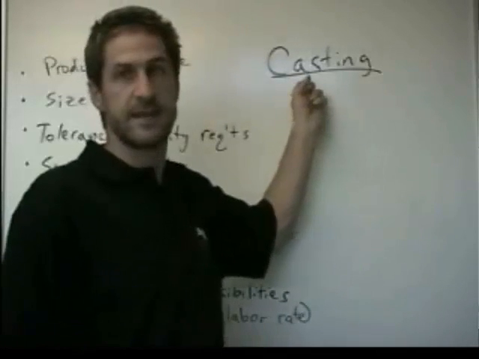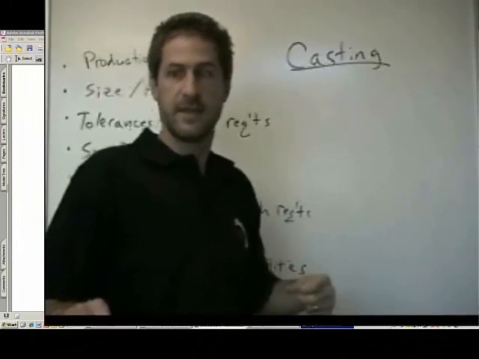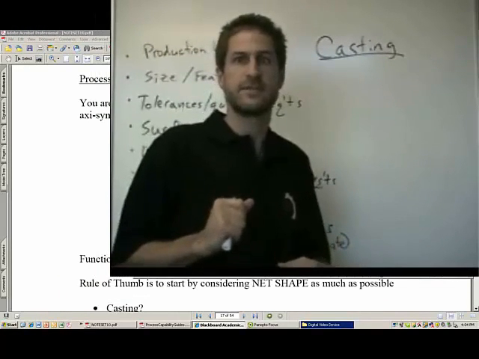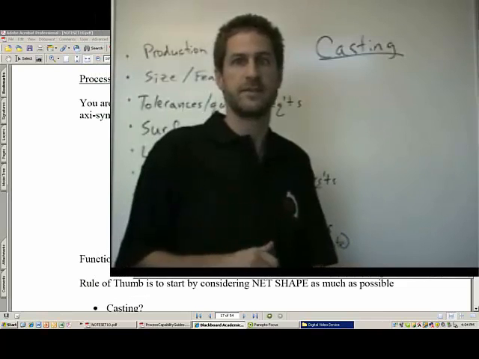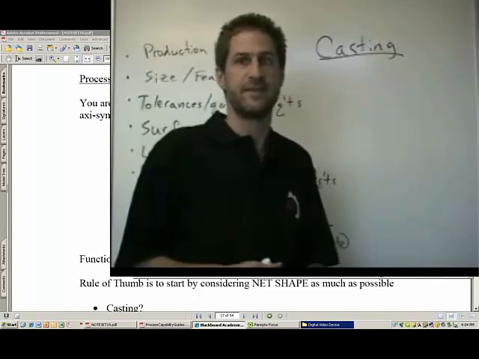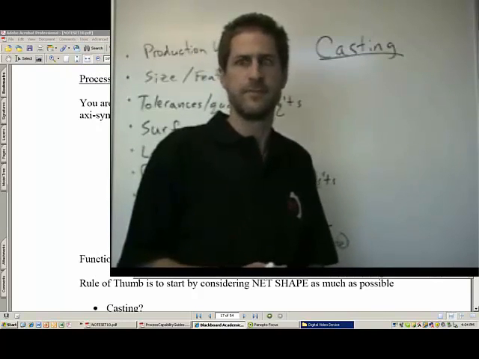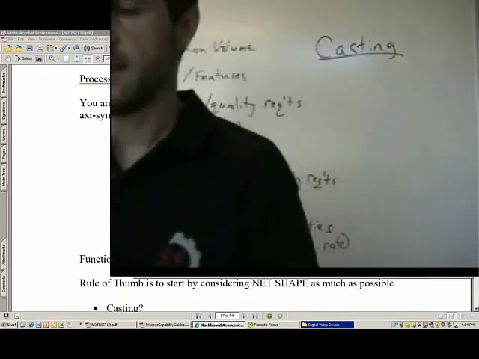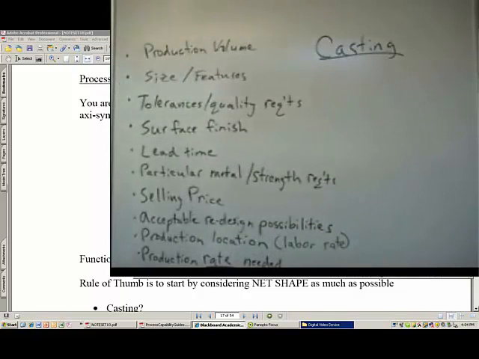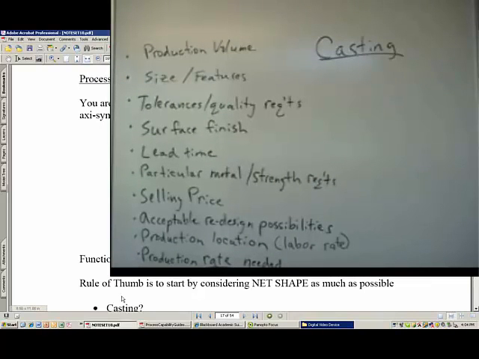First one is casting. And as it says on the notes, rule of thumb is to start with a net shape process. Casting is a net shape process. We put it on the board, or on the notes here, a net shape process. What is a net shape process?